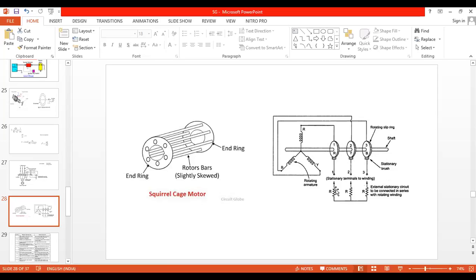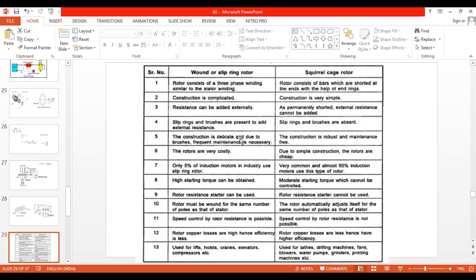Now what is the application of the induction motor? The induction motor is used in electric trains, lift systems, electric cars. Wherever we have high energy requirement, we go for the slip ring induction motor. For fan blowers, hair dryers, we go for the squirrel cage. So two or three points you can remember here.